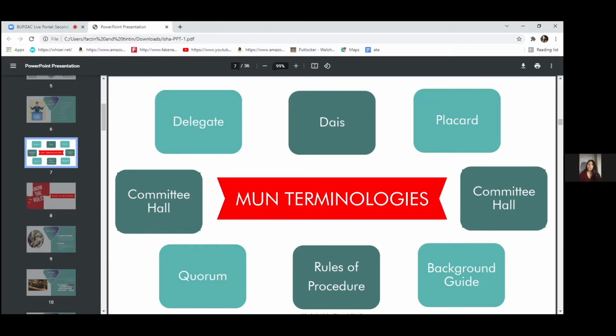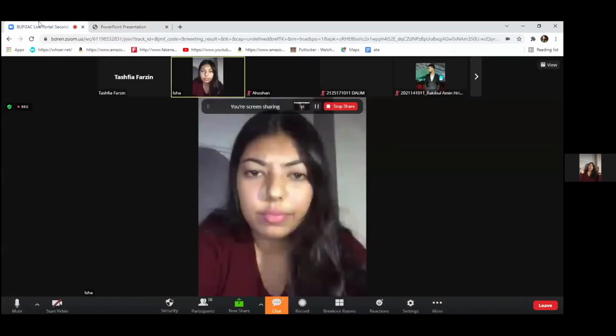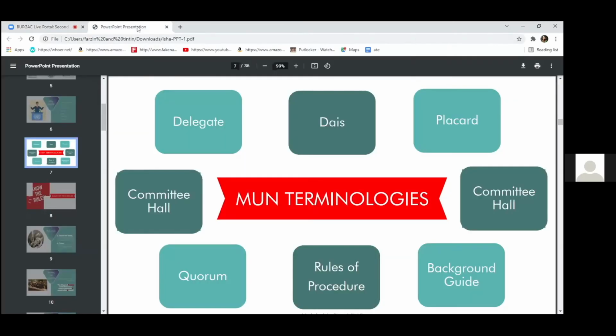So committee hall, I think you understand what a committee hall is, but I still kept it over there because in Model UN a committee hall is always shaped in either a U format or a V format. It is done as such so that everybody can see each other. The dais members are always in the front of either the U or the V. So when you're in a U format, each and every one of you can see each other. Therefore, the committee hall in a MUN is put in such a way.